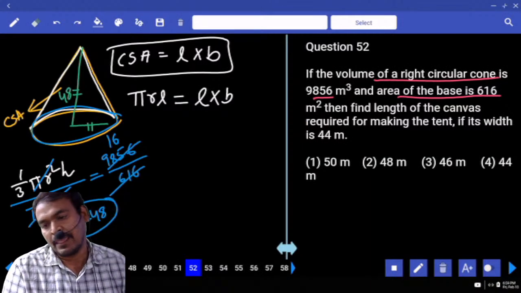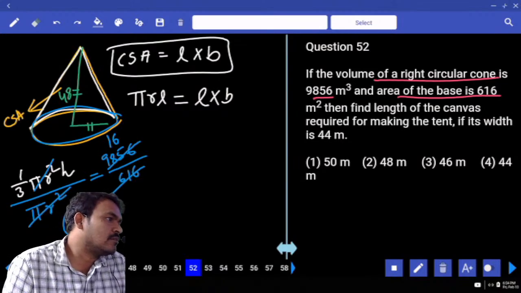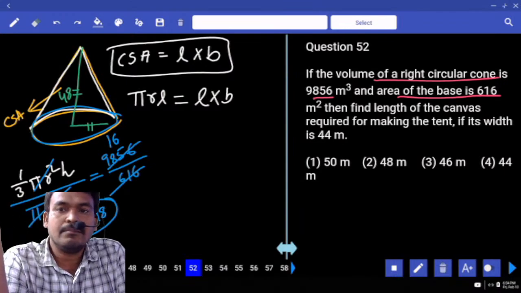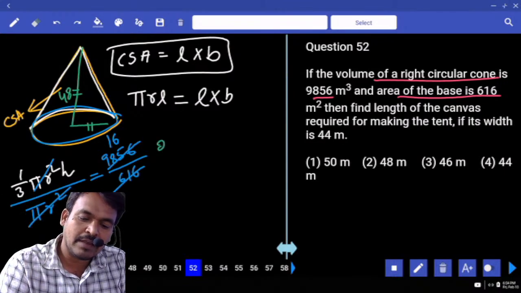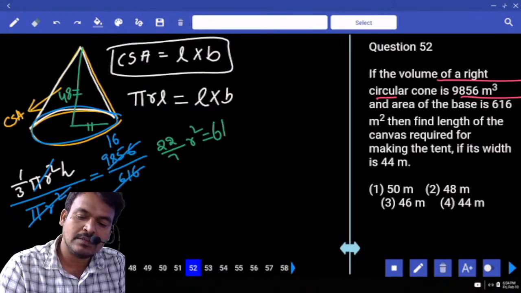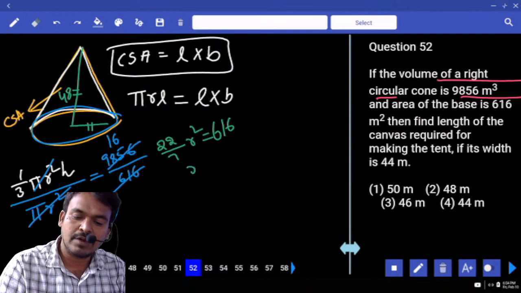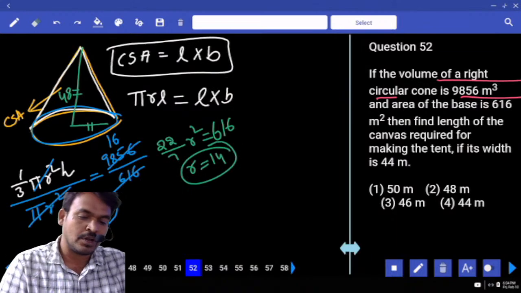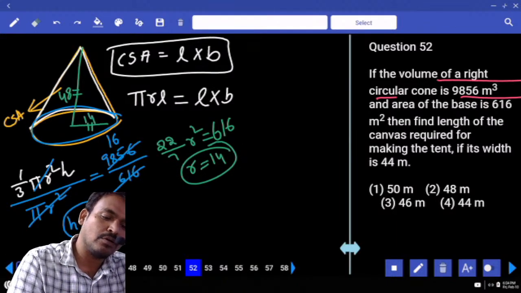And one more, again we require the radius value or not. Okay, what is the cone base area? Pi r square. What is the pi r square value? 22 by 7 into r square. That is equal to how much value are given? 61600. Solving this one, we get the r value as 1400. R value 14. Means the radius of the cone is how much?